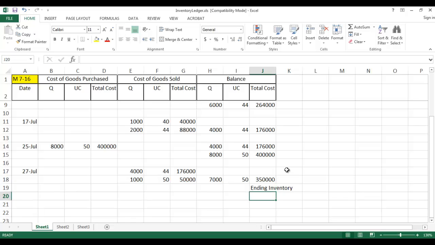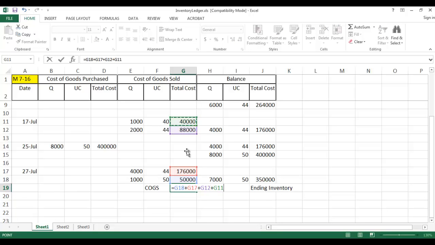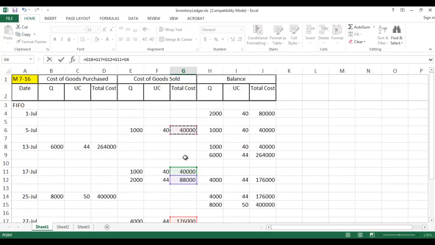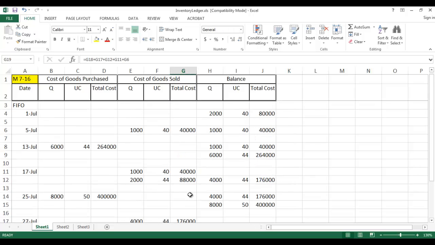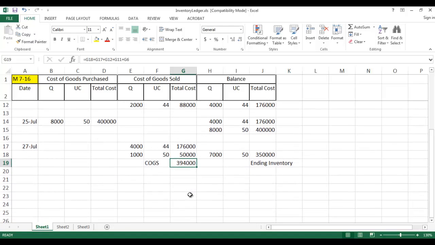A little bit different than my ending inventory under LIFO. Again, to find my cost of goods sold, I can just total up all of the dollar amounts from this total cost column. Just one handy thing about this little template. And I get a total of 394,000. Again, a bit different than under my LIFO method. And that's it for 7-16.